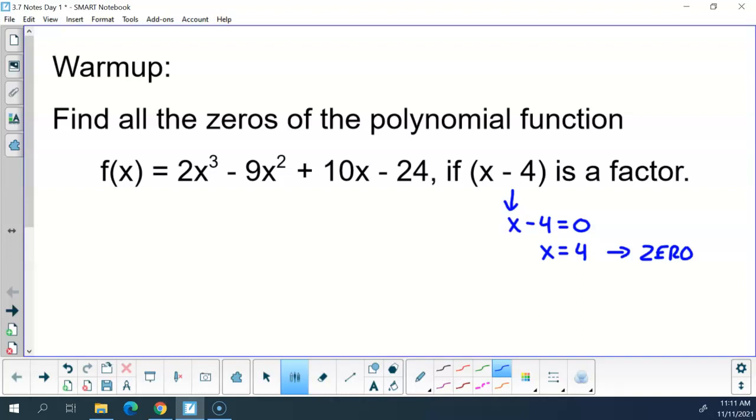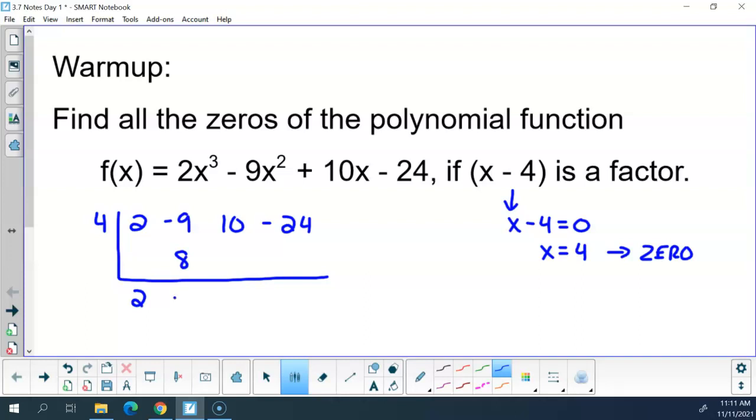Okay? So now that we have a 0, the zeros go on the outside. Coefficients go on the inside. 2, negative 9, 10, negative 24. Drop. Multiply. Add. Multiply. Add. Multiply. Add. Agree?